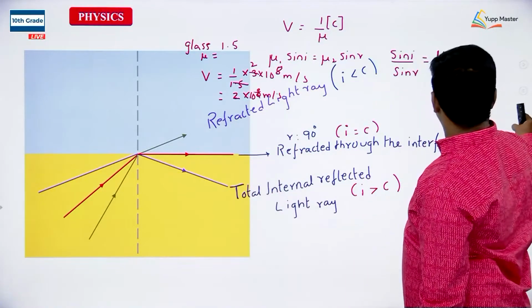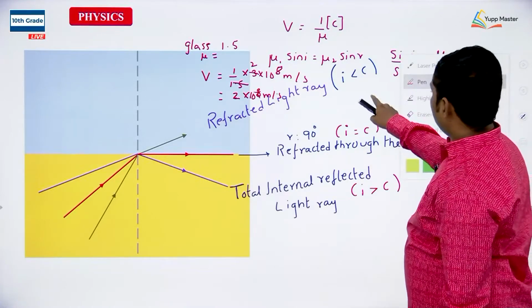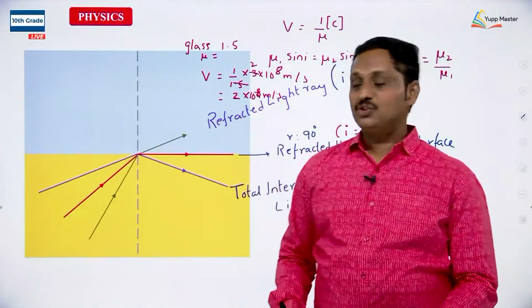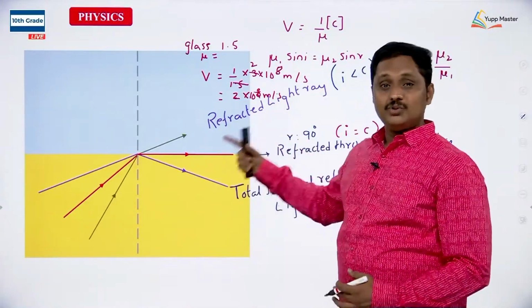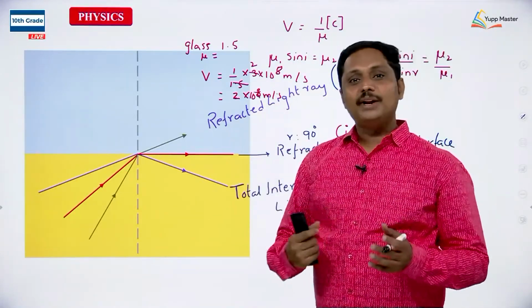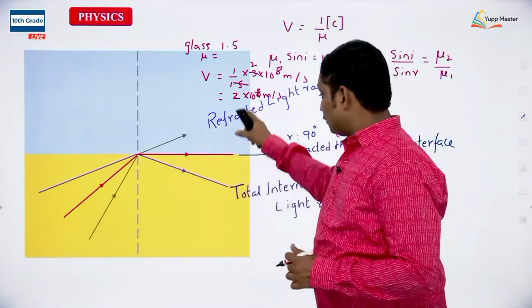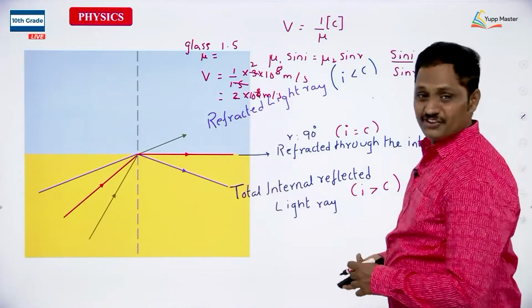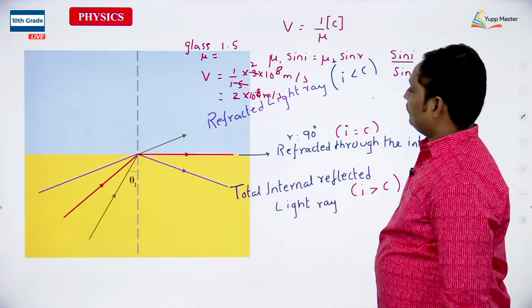Now, these are the different cases for the incident light rays which are going to be refracted through the boundary at 90 degrees, which are totally internally reflected. We can solve the problems by using these relations. Let us go for these problems.